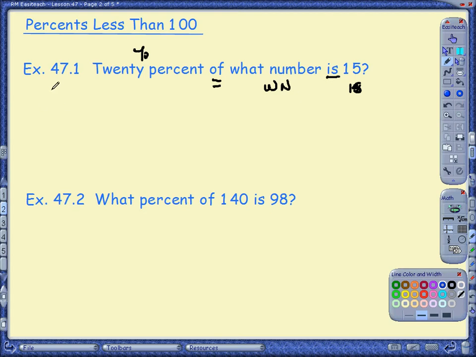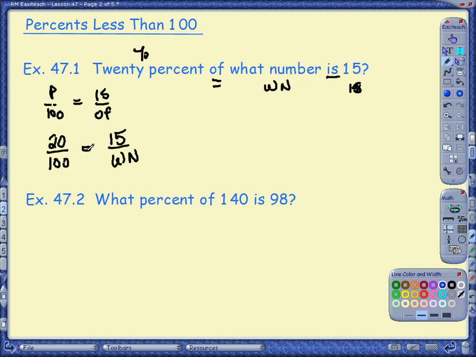So I'm going to set up my formula. Percent over 100 equals is over of. I'm going to put 20 in place of the percent. And we're going to do is 15 over what number? Okay. And then we're going to cross multiply like we do. This is called a proportion. It's two ratios and they're equal.